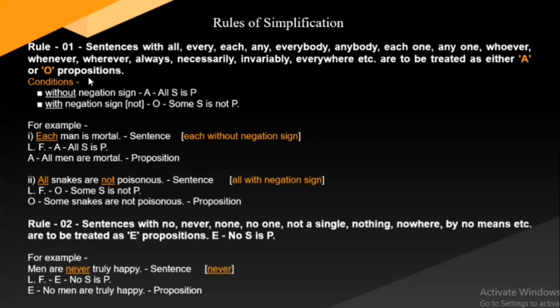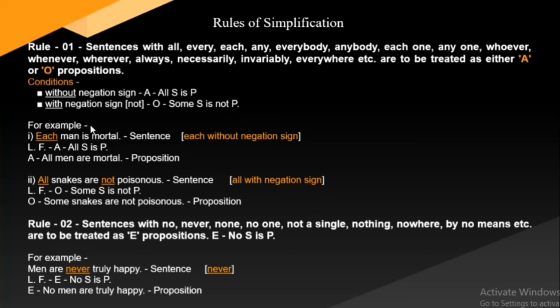A sentence with a word of rule 1 and without negation sign, without negative particle not, is to be treated as an A proposition, and it will be transformed into all S is P. A sentence with a word of rule 1 and with negation sign, with negative particle not, is to be treated as an O proposition, and it will be transformed into some S is not P.